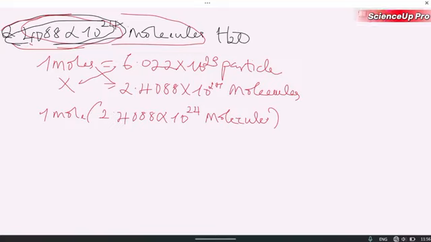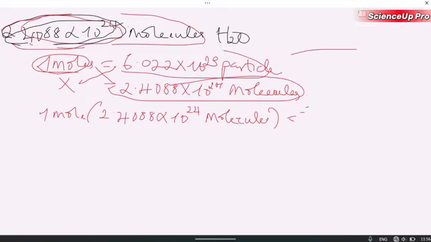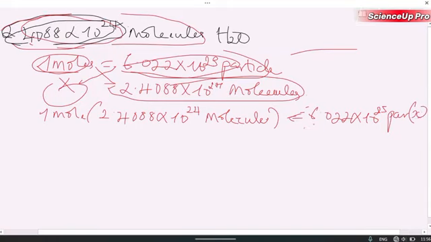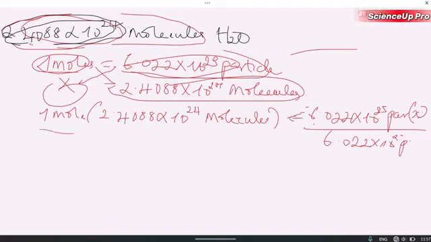You have cross multiplied, right? This one multiplies this, and this one multiplies this x. It's equal to 6.022 times 10 to the power 23 particles times x. So you are going to look for x. You divide all through by this number, 6.022 times 10 to the power 23 particles.